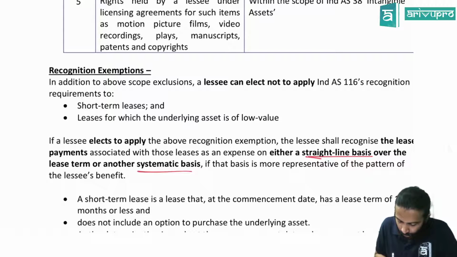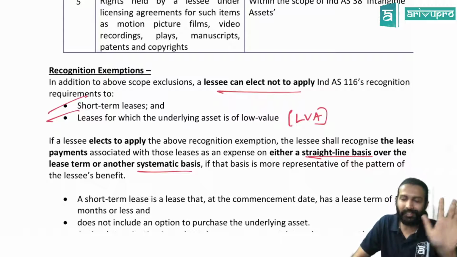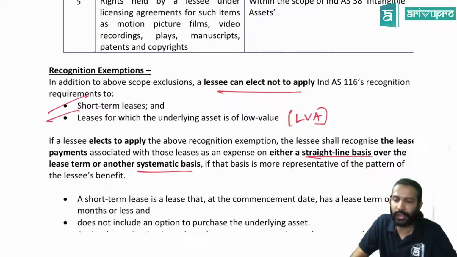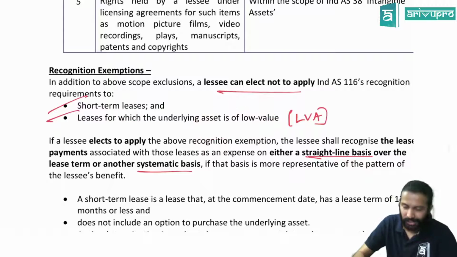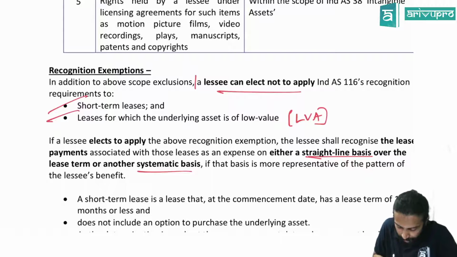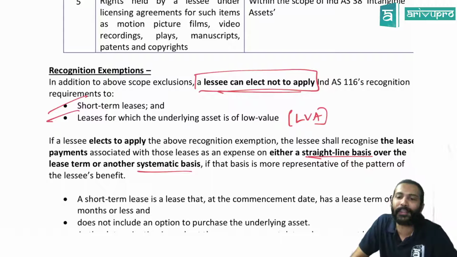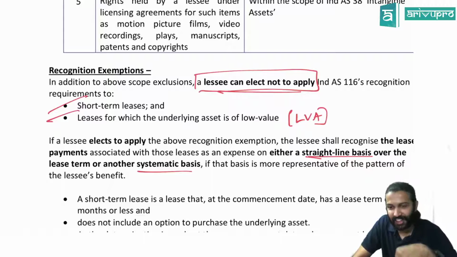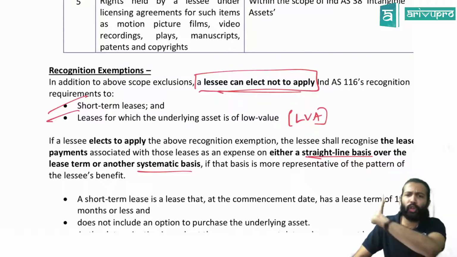So lessee can take recognition exemption on two types of leases. One is short-term lease and the other is low value assets, LVA. So lessee will not have to bother whether it is operating or finance lease. The moment he concludes that it is a short-term lease, or that it is LVA, low value items, he can use the exemption. It's a 'can'. Maybe box this also. Meaning optional exemption. If he wants, he can use the exemption and do simplistic accounting. Don't have to do ROU, LL and all.